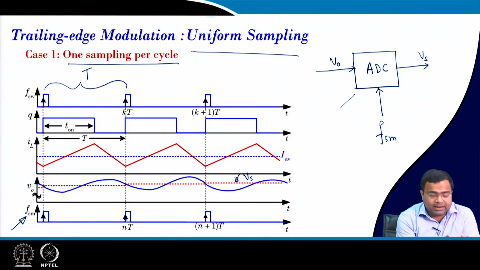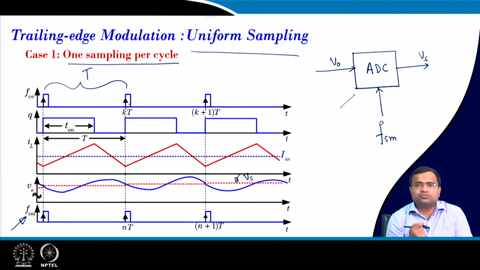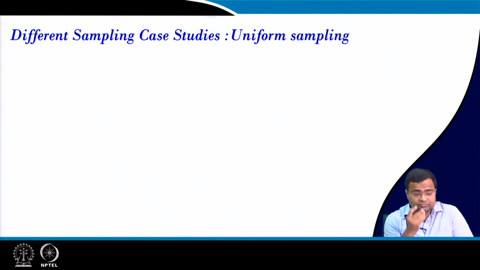Here we are sampling a periodic signal, and we are sampling in synchronism with the switching clock at the same edge. So, you can see that the voltage is getting updated at this edge, which is also the switching frequency clock edge.